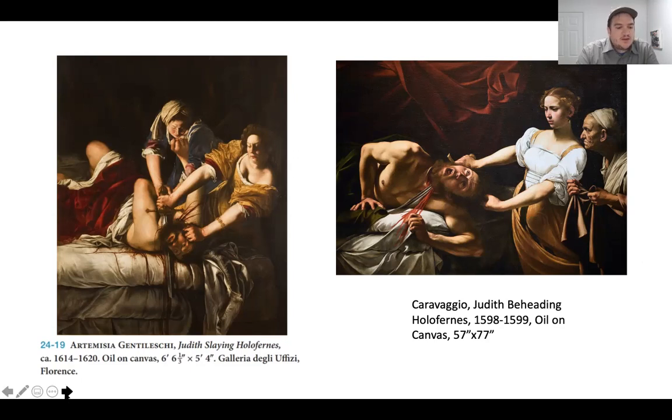I feel like in Artemisia's, you can tell that Judith definitely wants to cut that guy's head off, whereas in Caravaggio's, she's not super sure about it.